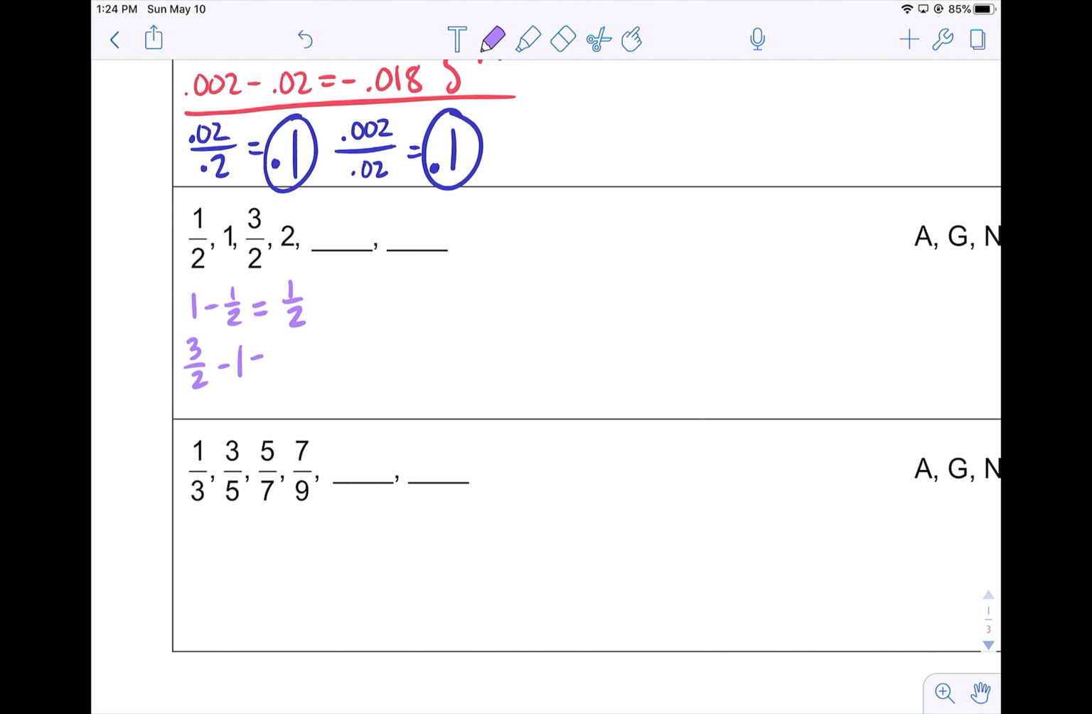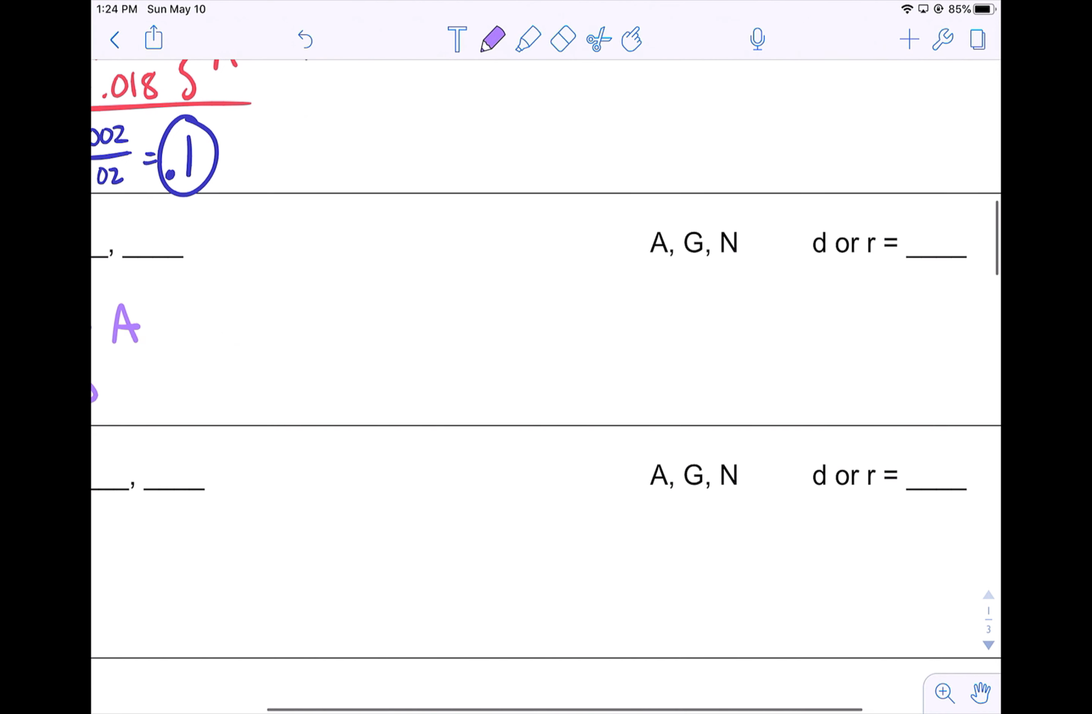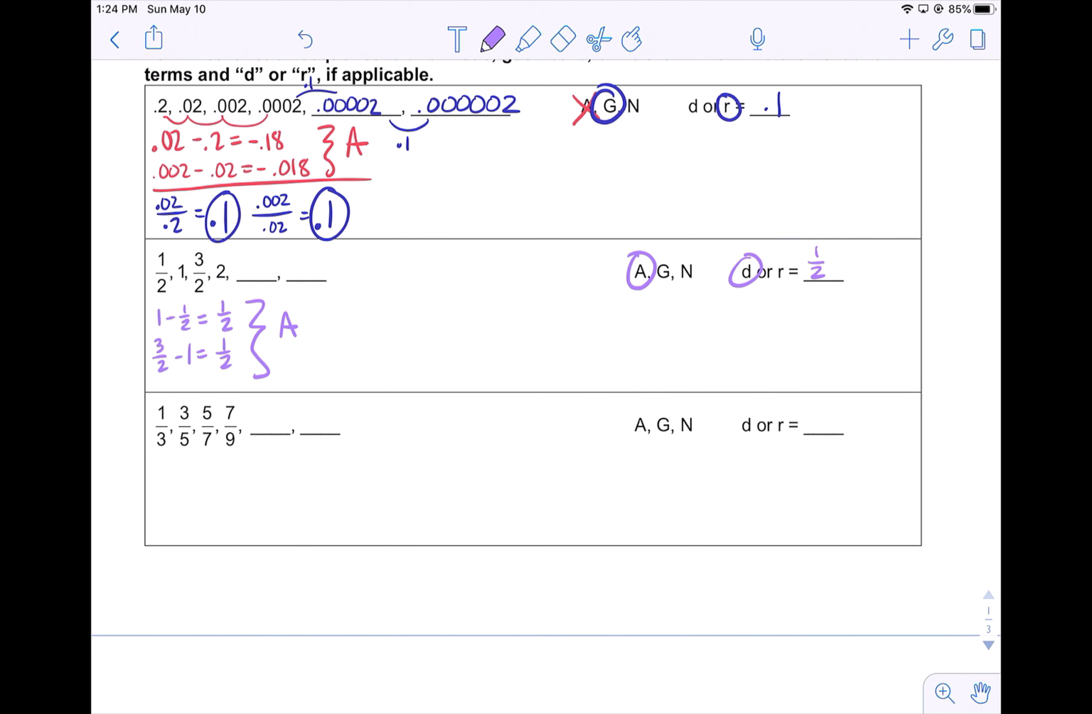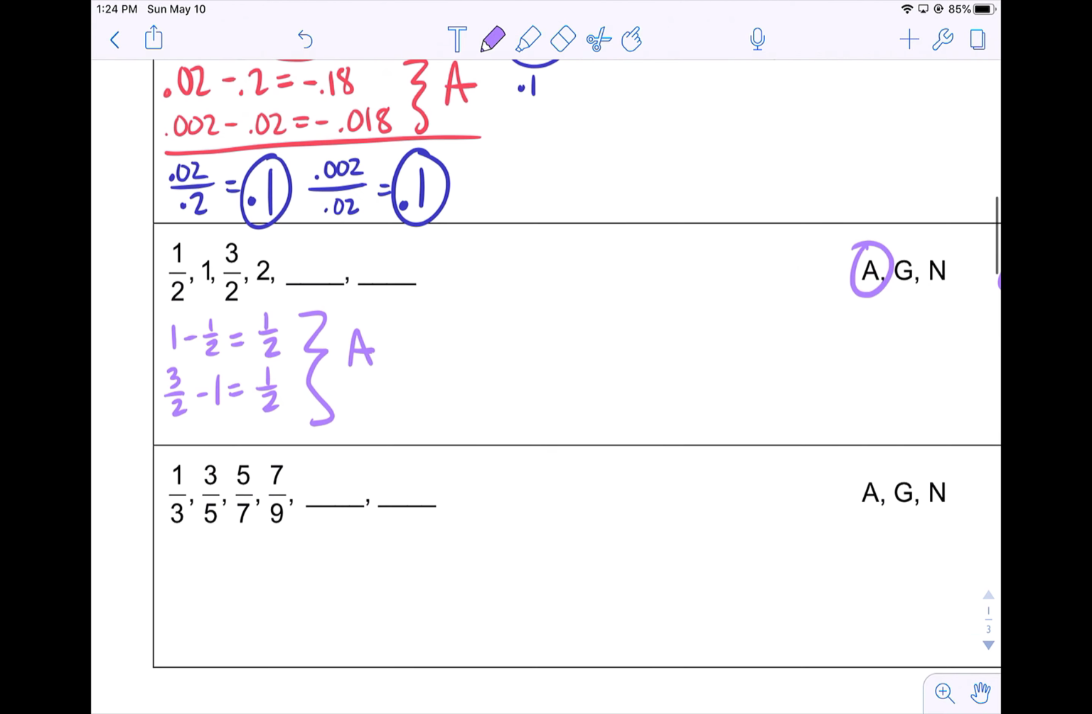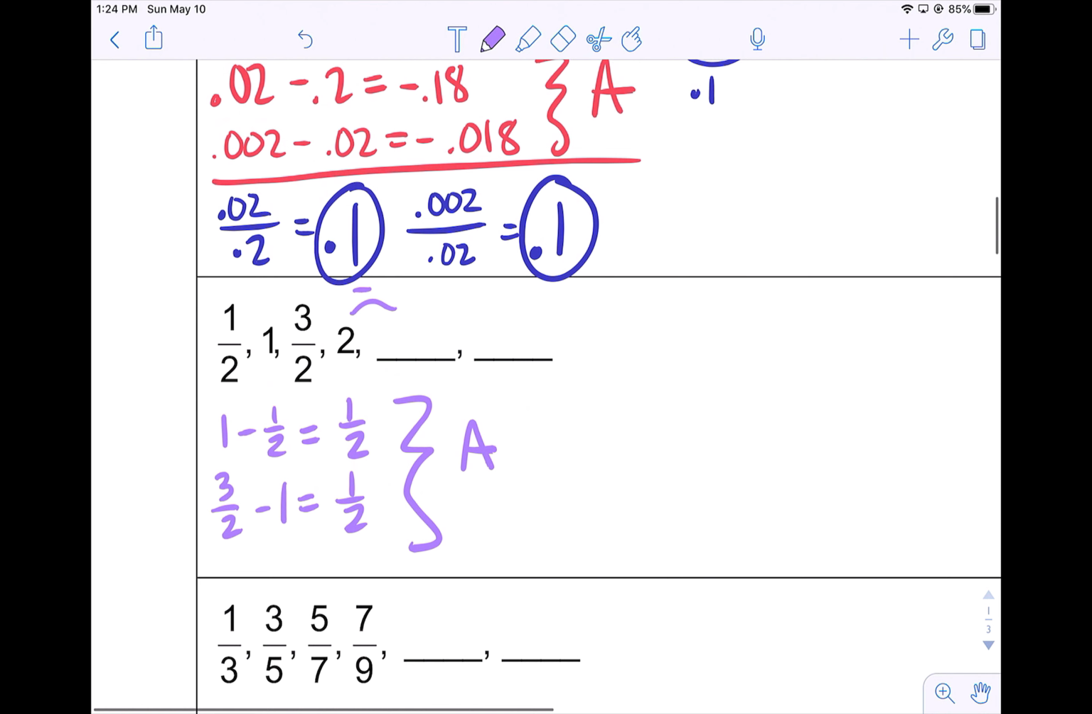Third term minus the second term, we have a difference of 1/2. So this is going to be arithmetic, and my difference is going to be 1/2. Now, if I was subtracting, my difference would be -1/2, okay? Also, if it is arithmetic, it cannot be geometric. So if you find one, you don't have to look for the other. So then I'm going to add 1/2.